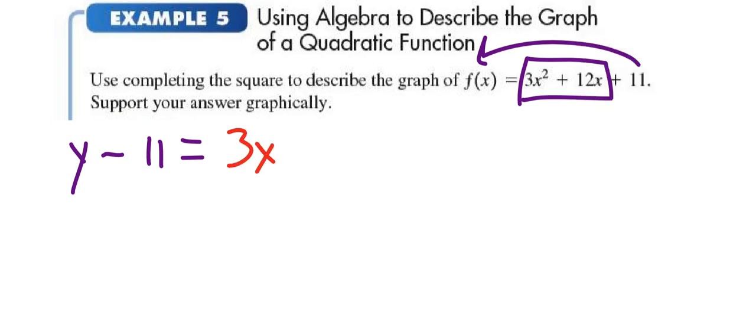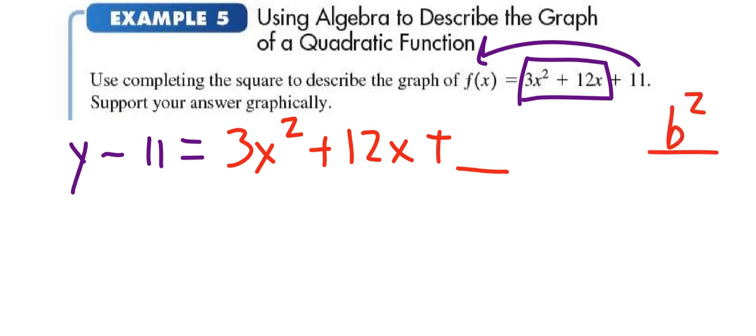We need to figure out what to add to both sides. And what was that cool fraction I told you we would use? B squared over what? 4a. All right. The key to all completing the square, in my opinion. So b squared over 4 times a. Anybody know what that is?